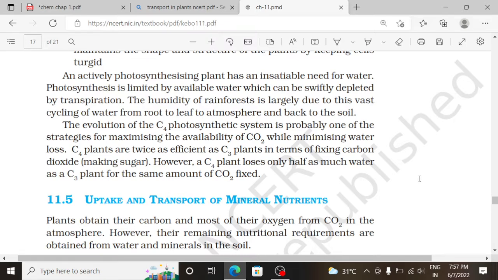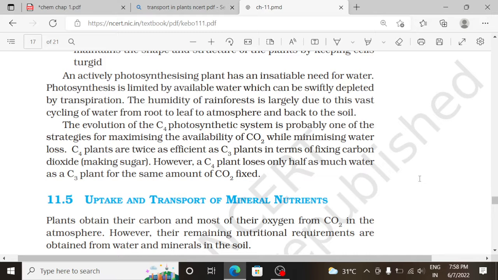The humidity of rainforests is largely due to this vast cycling of water from root to leaf to atmosphere and back to the soil. The evolution of the C4 photosynthetic system is probably one of the strategies for maximizing the availability of CO2 while minimizing water loss.